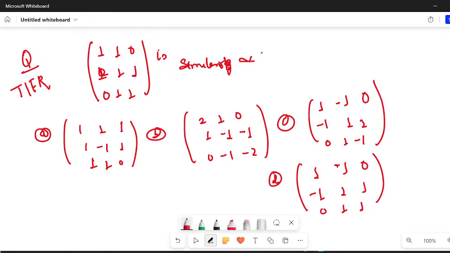Just take this as an example. I'm not writing the exact question. The exact question was that this matrix that is given to you, that is 1, 1, 0, 1, 1, 1, 0, 1, 1, is related via similarity transformation to which of the following options, A, B, C, D, that is given to you.